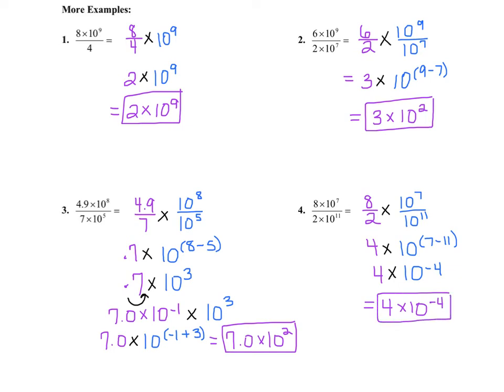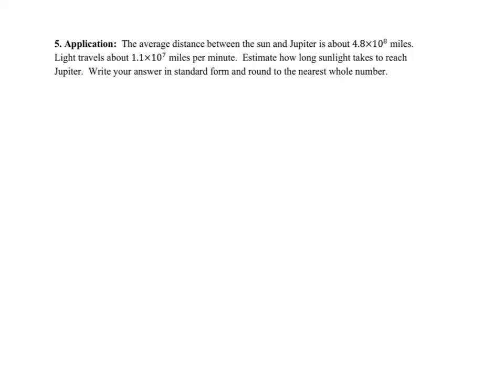Now let's look at a word problem dealing with scientific notation. So let's look at our fifth example, a word problem, an application problem. It states the average distance between the Sun and Jupiter is about 4.8 times 10 to the 8th miles. Light travels about 1.1 times 10 to the 7th miles per minute. Estimate how long sunlight takes to reach Jupiter. Write your answer in standard form and round to the nearest whole number.